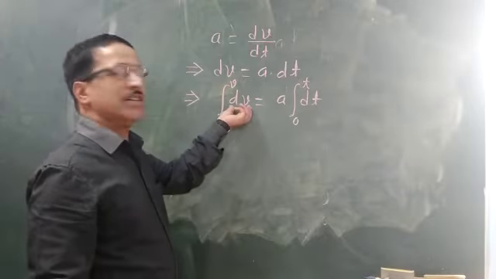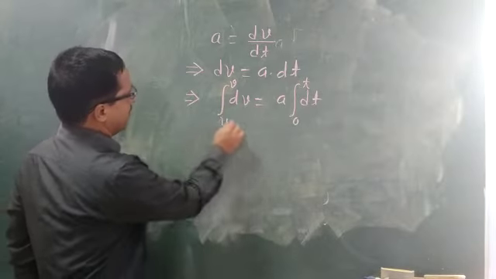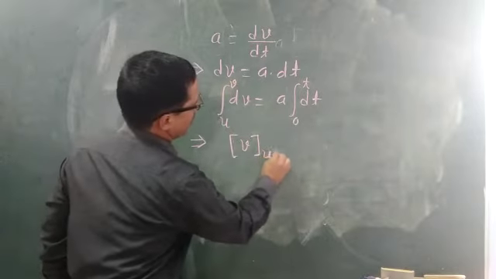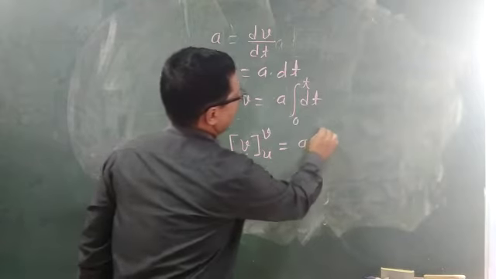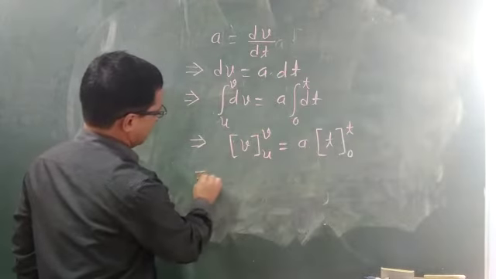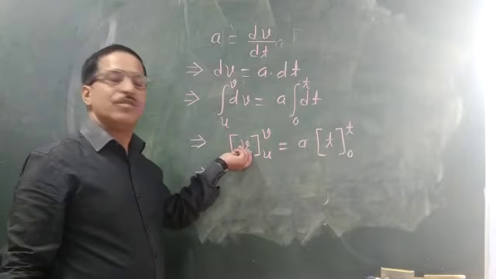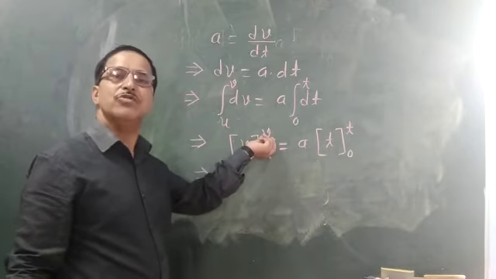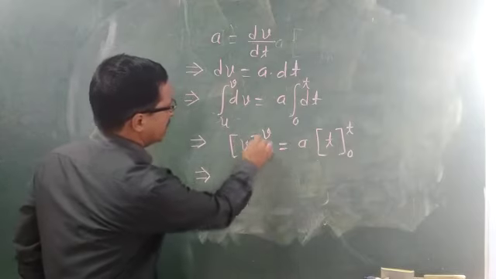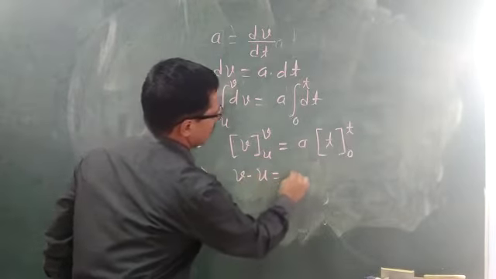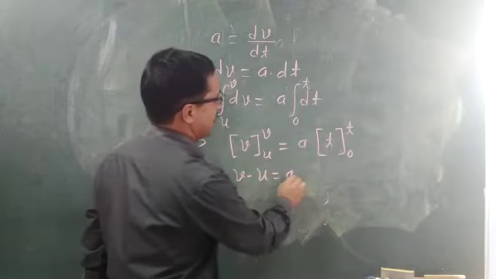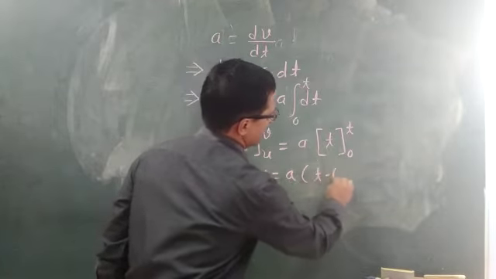Now we know the integration of dv is v. So we will write v between the limits u and v is equal to a into integration of dt, which is t between the limits 0 and t. This gives v, we put the upper limit v first, then the lower limit u, and then we subtract. So it becomes v minus u is equal to a into the value of t taken as t first, then t equal to 0, and then we subtract. It will be written as a into t minus 0.